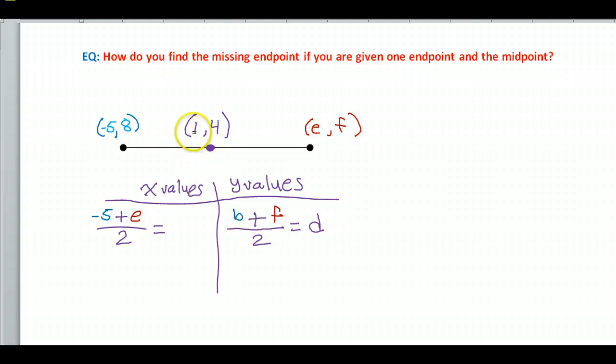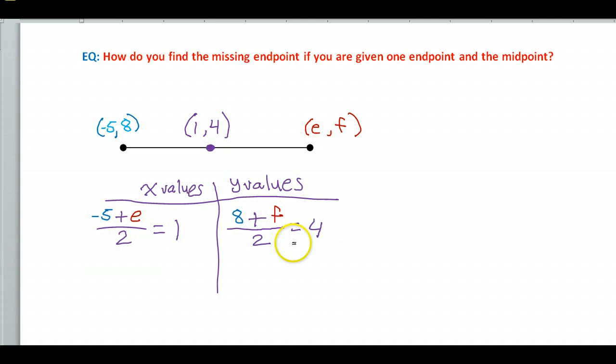But now we have a value of 1. So x value plus x value from the endpoints, divided by 2, should equal the x value of the midpoint. So we have that equation. Do the same thing for the y values. I'm going to get rid of my b and my d. I still have the f. So the y values are 8 and f, and that should equal 4. So if I do a y value of 8 plus a y value of f, find the average, so divide by 2, that should equal 4. The average of the two endpoint y values should equal the midpoint y value.